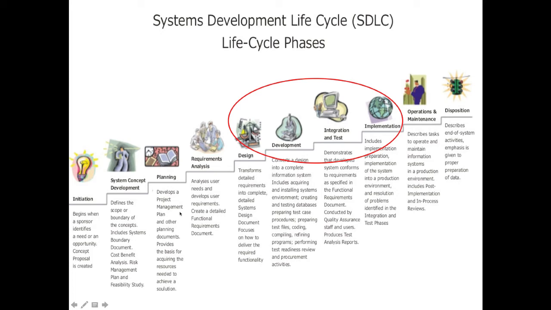They needed to develop the system concept, which means they needed to define the scope or the boundary of the concepts, including system boundary documents, cost-benefit analysis, risk management plan, and a feasibility study. So they need to see whether it's viable for them to have an in-house health information system. Then they need to move on to the next stage, which is the planning stage.